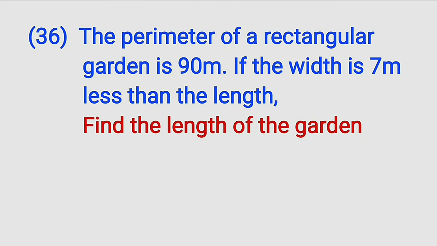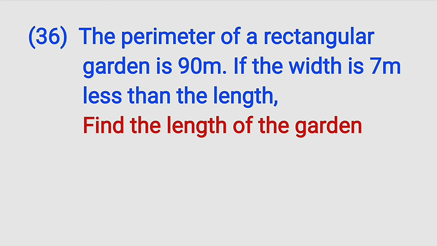Hello, good day viewers. Still on WAEC 2024 Mathematics Examination Objective Questions. Today we are going to begin with question number 36 down to question number 40. And question number 36 reads, the perimeter of a rectangular garden is 90 meters. If the width is 7 meters less than the length, we are asked to find the length of the garden.